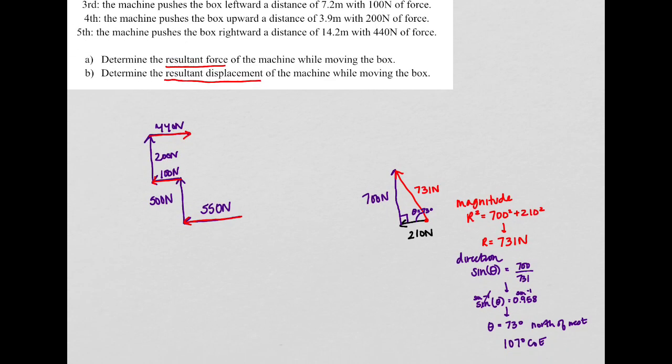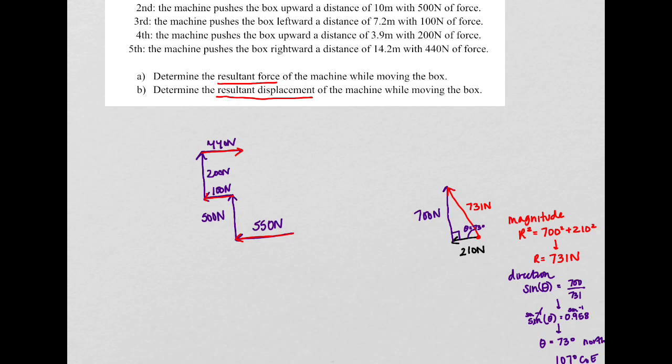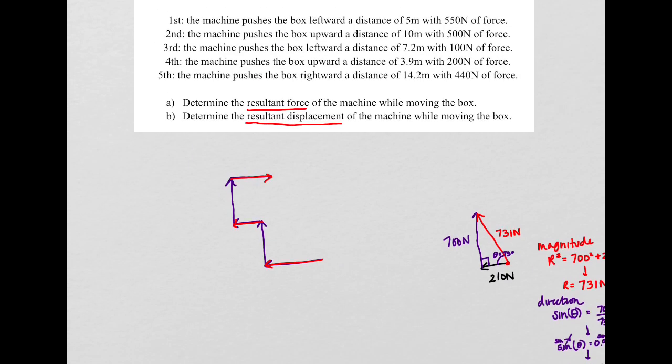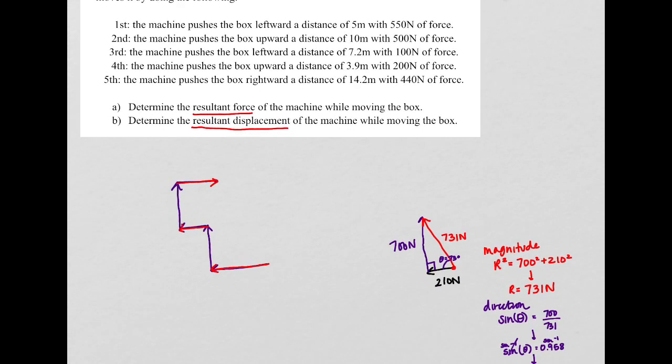I'm just going to do the exact same one. Let me just erase these values here, because they're all going to be in the same direction, and now I'm just going to change the values. I'm going to make them into distance values instead of force values. So first the machine pushes the box leftward for a distance of 5 meters. Then the machine pushes it upward for a distance of 10 meters. I guess they're different scales, aren't they? So, yeah, okay, fine. I'll erase it.